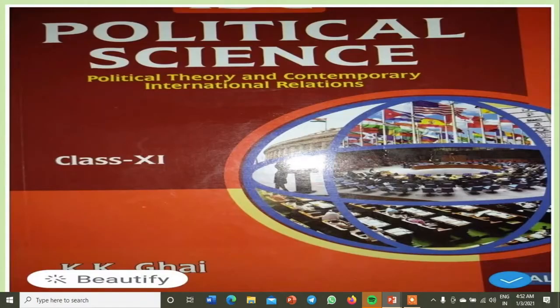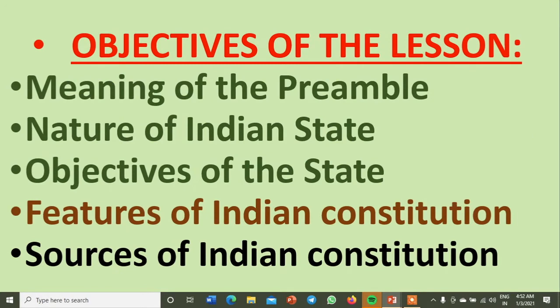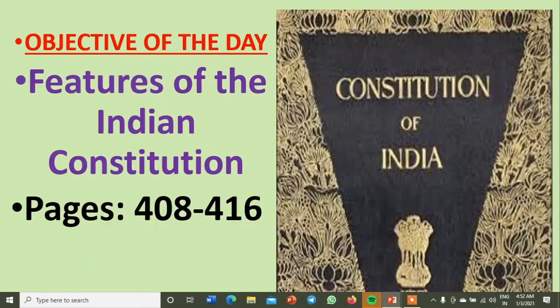Plus one political science class. Today I will start the topics from class plus two's book, but it is in your plus one syllabus. The lesson is 9, Indian Constitution, the Preamble, and the topic of the day is Features of Indian Constitution. The objectives of the lesson are meaning of the preamble, nature of Indian state, objectives of the state, features of Indian constitution, sources of Indian constitution.